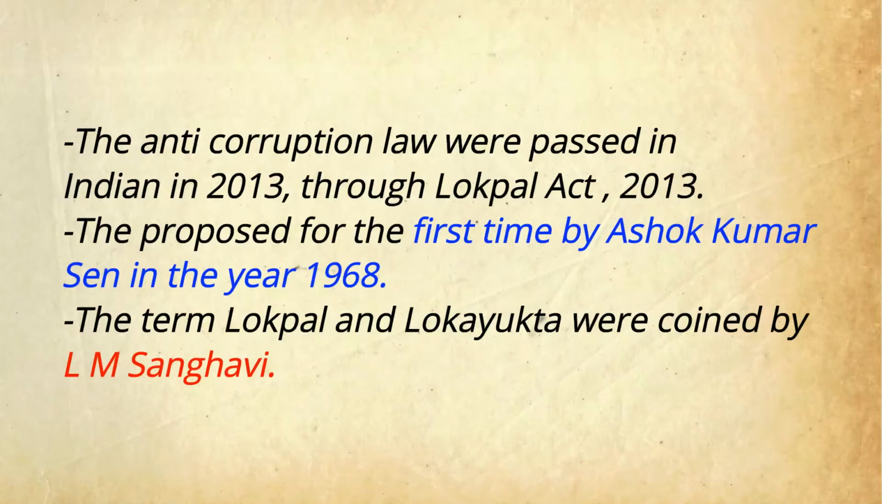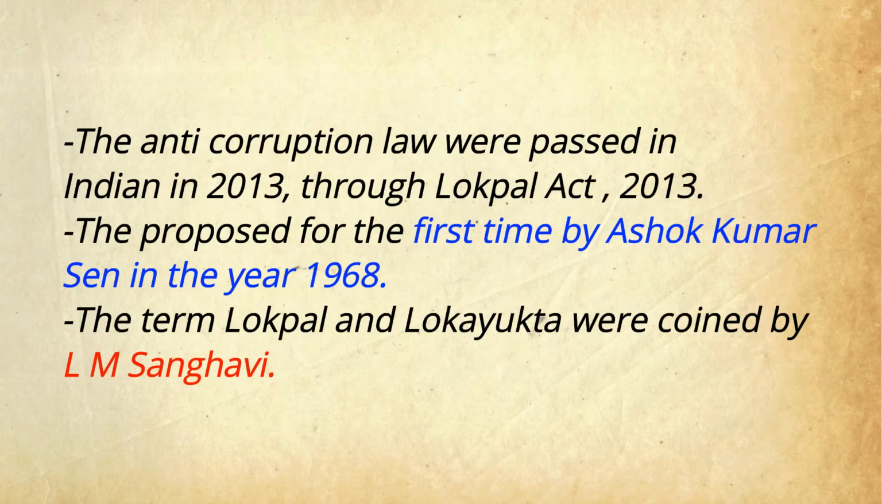Now let's look into the development of the anti-corruption body and anti-corruption law in India. Now with regard to India, the law with regard to corruption is not even a decade old, as the law came recently in the year 2013. Though it was proposed and suggested by Ashok Kumar Sen, the law minister, back in the 1960s.